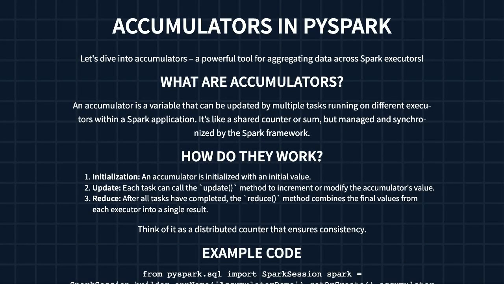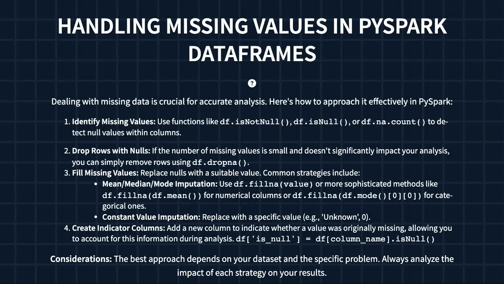Okay, let's talk about accumulators in PySpark. They're super handy for tasks where you need to combine data from multiple workers across your cluster. Basically, an accumulator is like a shared counter or sum that Spark takes care of updating and combining. It starts with an initial value, and each task can call its update method to add to it. Finally, after all the work is done, Spark handles the reduction process, bringing everything together into one final result. It's a really useful way to aggregate data in a distributed environment, for instance, counting rows or summing values across executors.